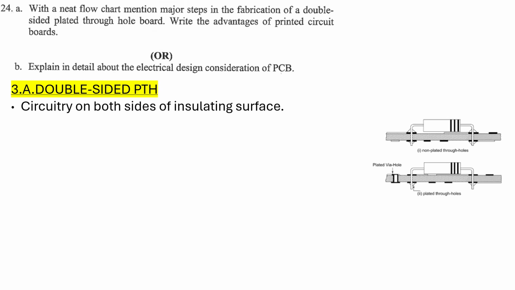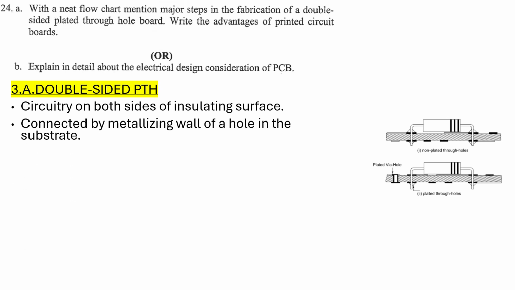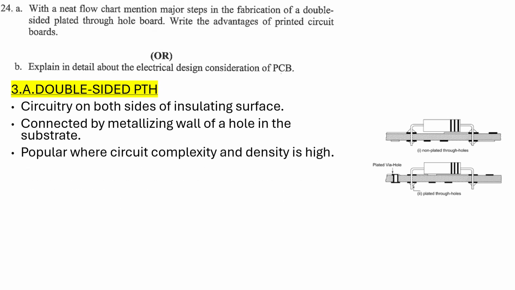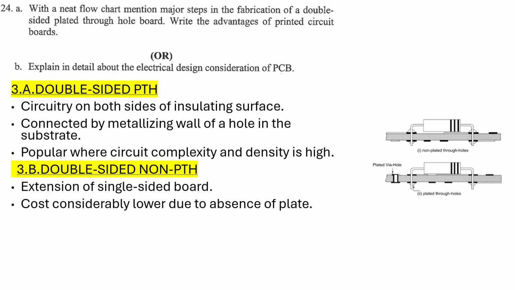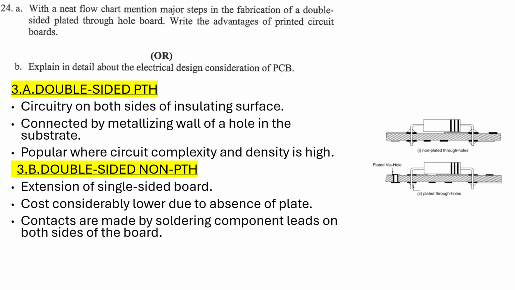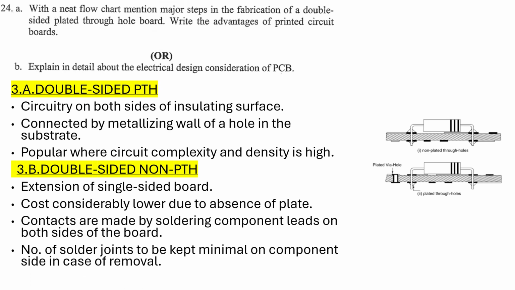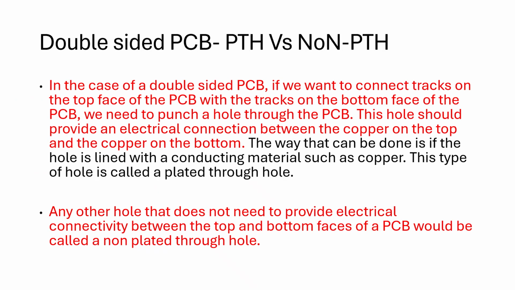So double-sided PTH has circuits on both sides, of course, connected by the metallization wall of a hole in the substrate, and is popular where the circuit complexity and density is high, not very high. Also we can use multi-layer, right? So contacts are made by soldering components laid on both sides of the board. The number of solder joints is to be kept minimum on the component side in the case of removal. Okay, so double-sided PTH or non-PTH.